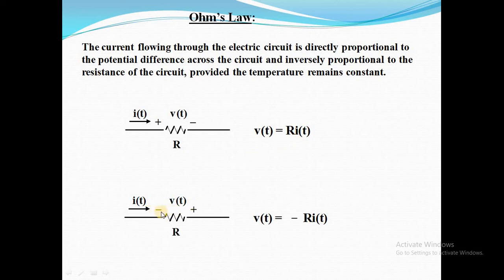Here I of t is moving from minus to plus. See here, the current will always flow from higher potential to lower potential. This plus means higher potential and this minus is a lower potential. So do remember this criterion: current always flows from higher potential to lower potential.